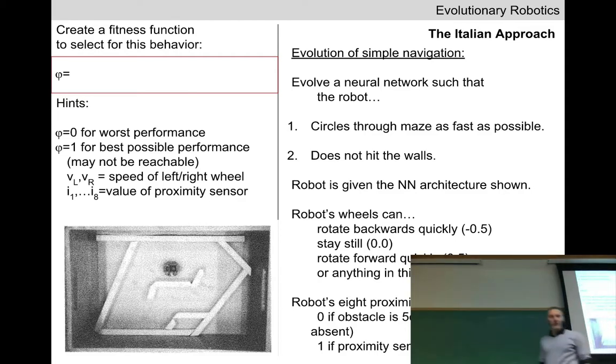Okay, now we want to make a fitness function here, phi, which is going to reward robots that travel quickly around and around the racetrack. Sorry, 1 if they travel maximally quickly around and around the racetrack, 0 if they don't. How do we construct that fitness function given these 10 variables?